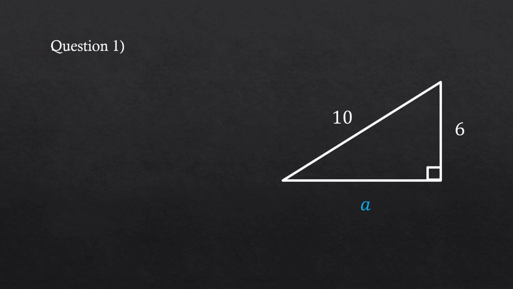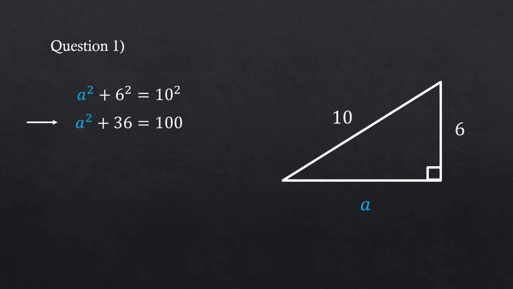So let's do some actual practice problems. Question 1. Find this length, a. According to the Pythagorean theorem, we have to square these two numbers and then add them together, right? So a squared plus 6 squared should be 10 squared. Does that make sense?